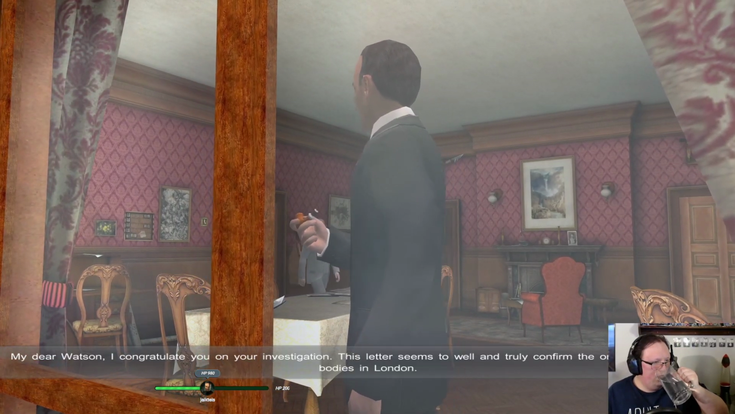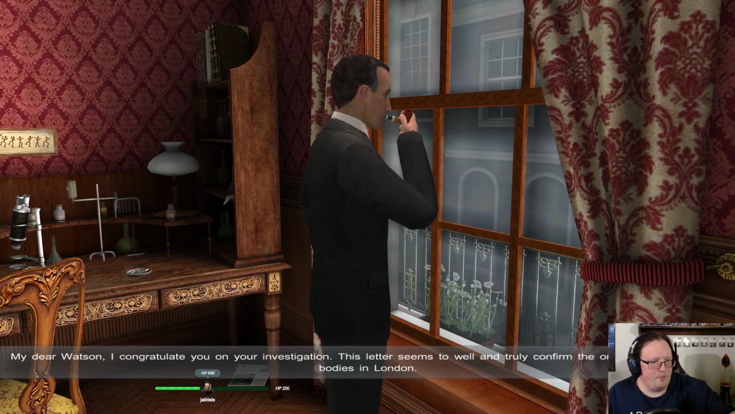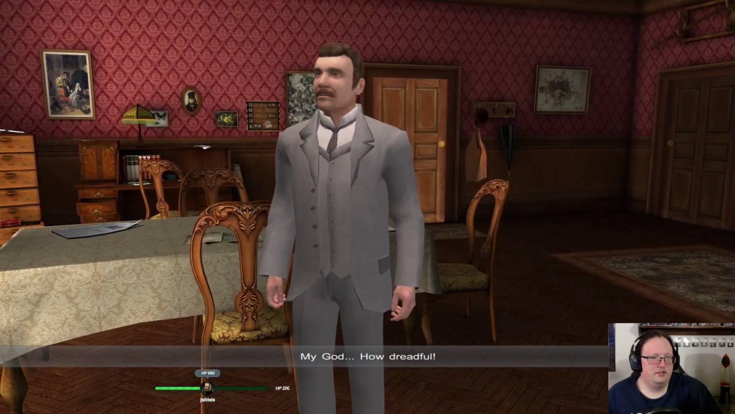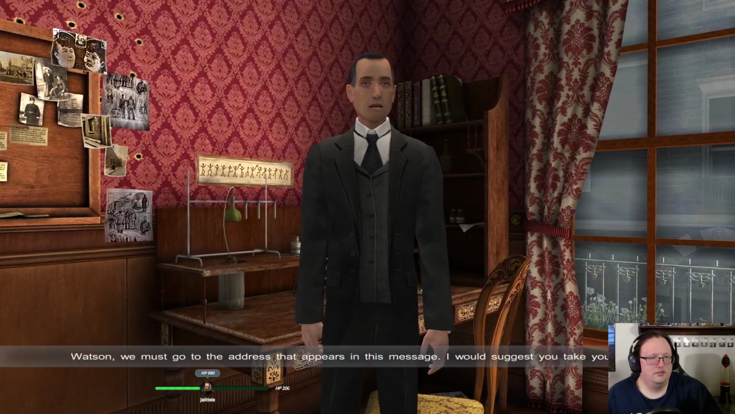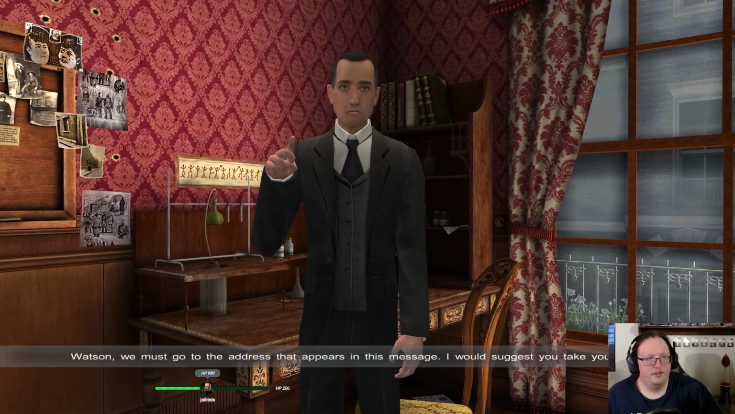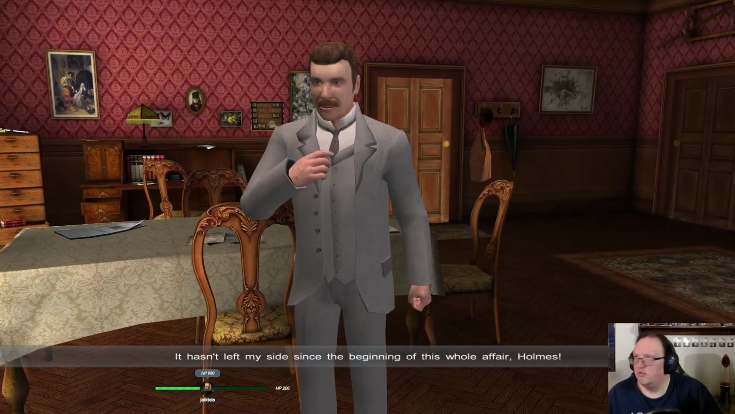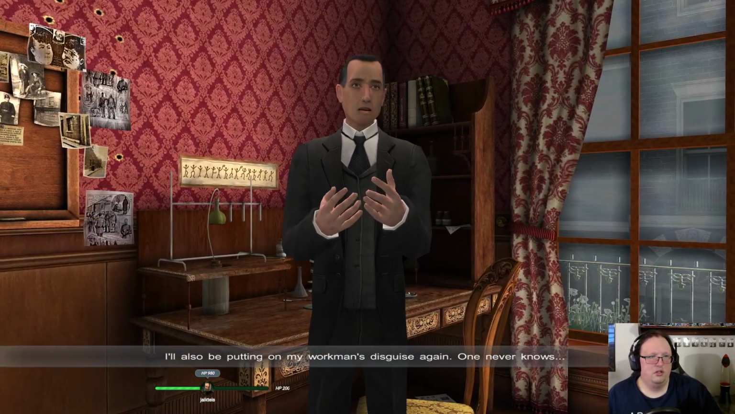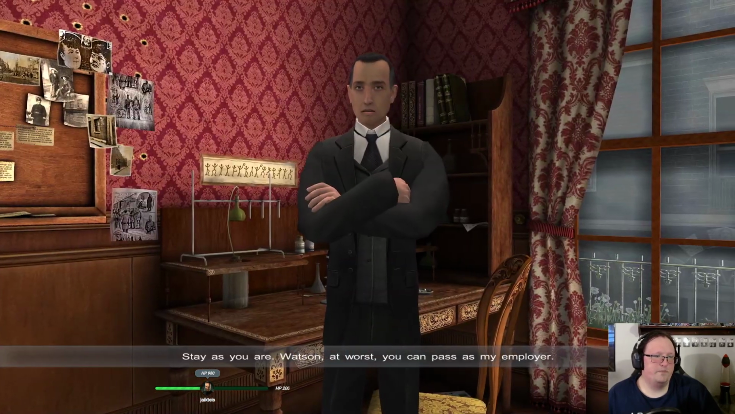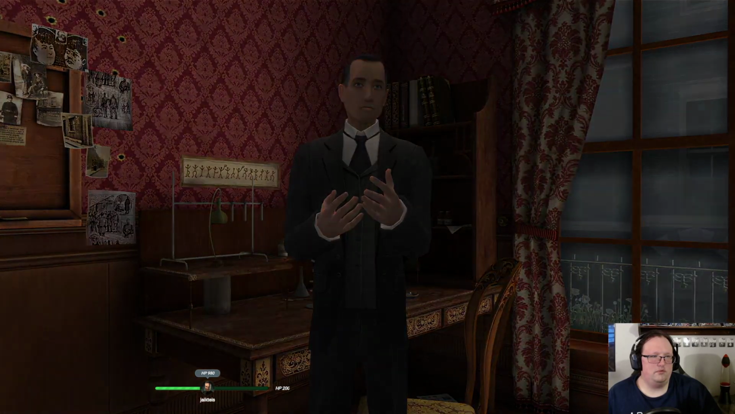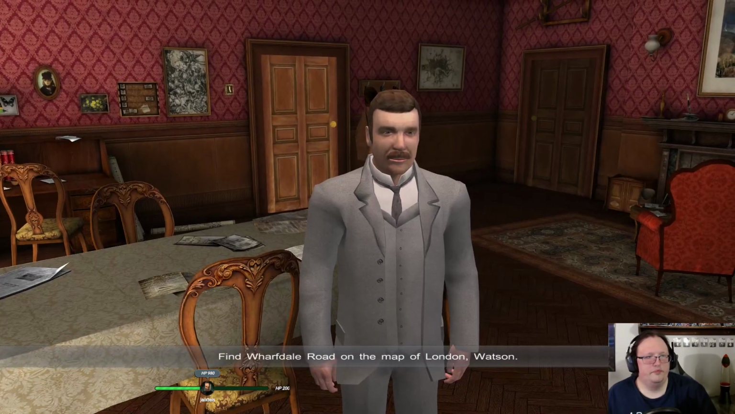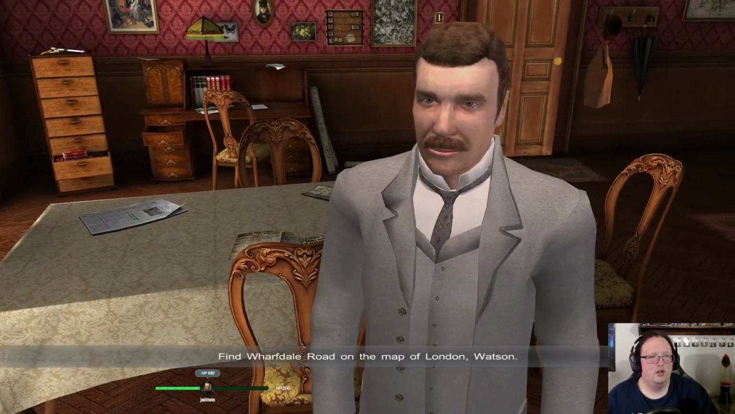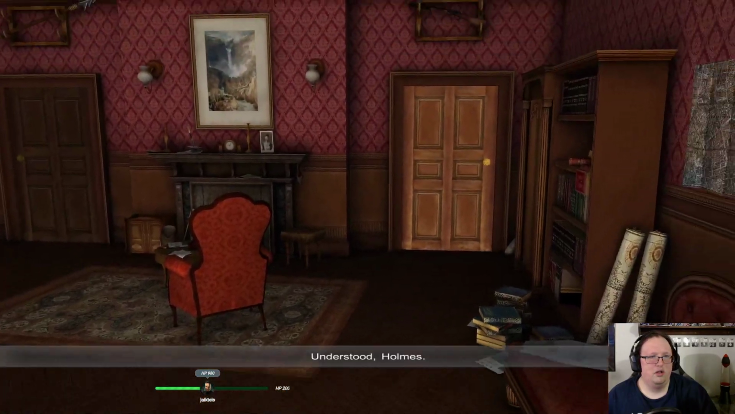My dear Watson, I congratulate you on your investigation. This letter seems to well and truly confirm the organized trafficking of bodies in London. Oh boy. My God, how dreadful. Watson, we must go to the address that appears in this message. I would suggest you take your weapon. Prudent. It hasn't left my side since the beginning of this whole affair, Holmes. I'll also be putting on my workman's disguise again. One never knows. But what about me, Holmes? Stay as you are, Watson. At worst, you can pass as my employer. Find Wharfdale Road on the map of London, Watson. Understood, Holmes.